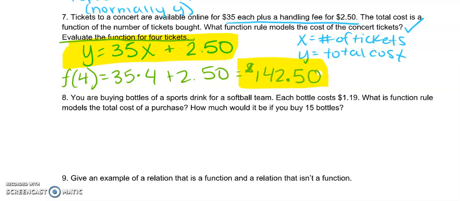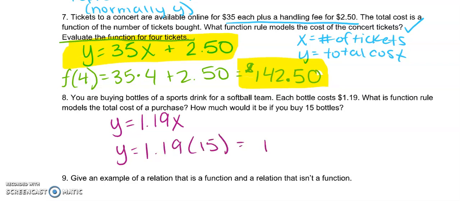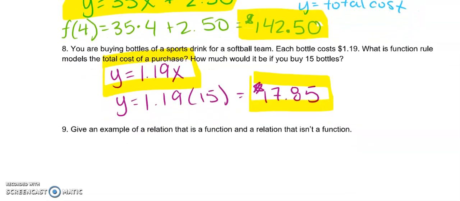So now that you've paused it, you've worked it, and you're coming back to check it, I'm going to work it with you. You're buying bottles of a sports drink for a softball team. Each bottle costs $1.19. What is the function rule that models the total cost of a purchase, and how much would it be if you buy 15 bottles? It is a direct function. There's no additional cost that I have to add on. So that's my first answer. Then whether you write it in function notation or not, when I put in 15, of course we will write it as a dollar amount, because that is the units we're in. And those are our 2 answers.